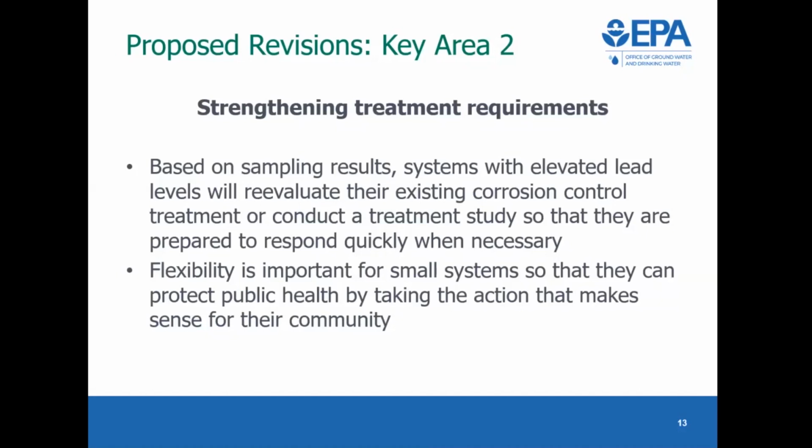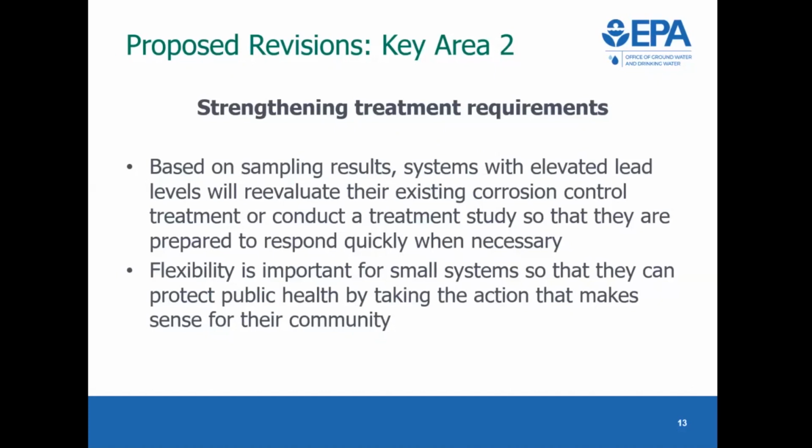Now, if they are a small system, and in these rule revisions we're defining a small system as a system serving 10,000 or fewer, or if they are a non-transient, non-community water system, they're going to have flexibility in how they implement corrective actions once they go above the action level. These smaller community systems and non-transients are basically going to, in conjunction with the state, select either to implement corrosion control treatment, conduct a lead service line replacement program that removes all the lead service lines from their system, or implement point of use devices for households within their system. They're going to have a choice that allows them flexibility in determining what treatment technology best suits their specific needs and their system.